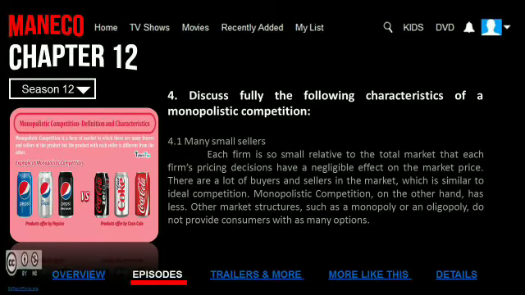4. Discuss fully the following characteristics of a monopolistic competition. So 4.1, many small sellers. Each firm is so small relative to the total market that each firm's pricing decisions have a negligible effect on the market price. So there are a lot of buyers and sellers in the market, which is similar to perfect competition. Monopolistic competition, on the other hand, has less. Other market structures such as monopoly or an oligopoly do not provide consumers with as many options.